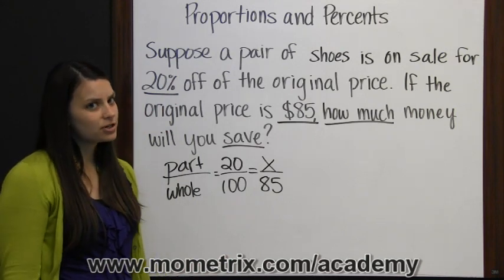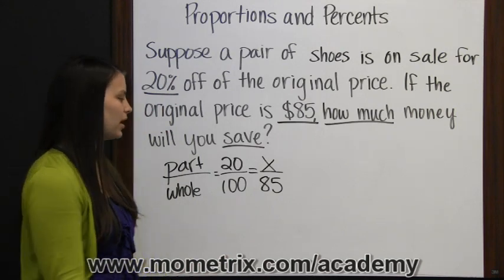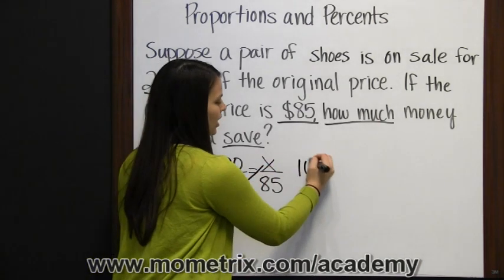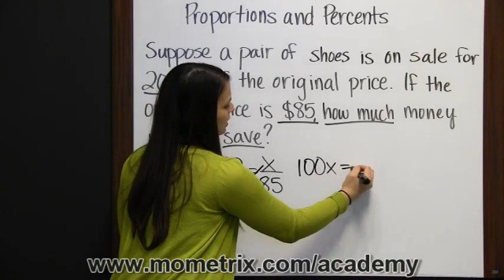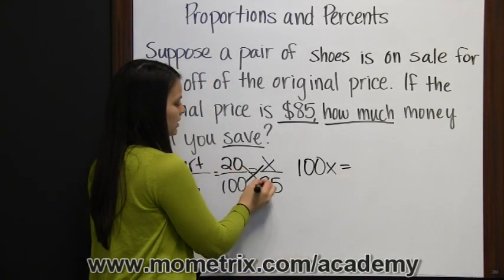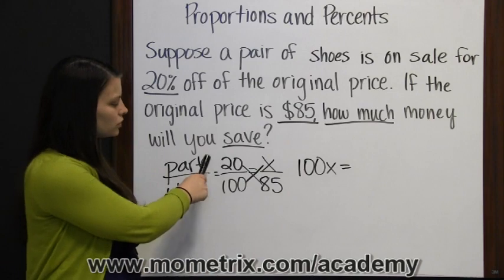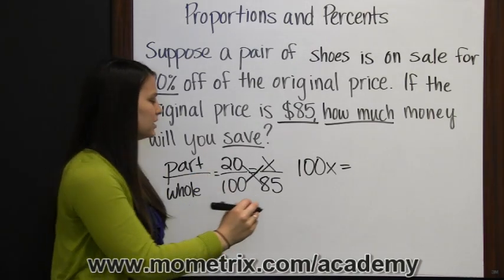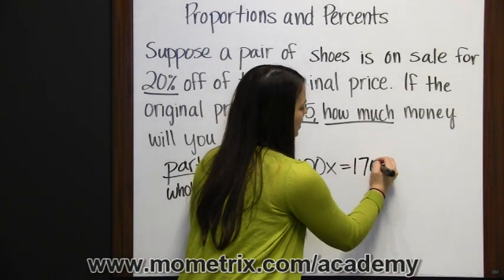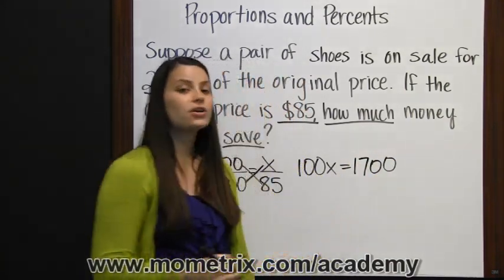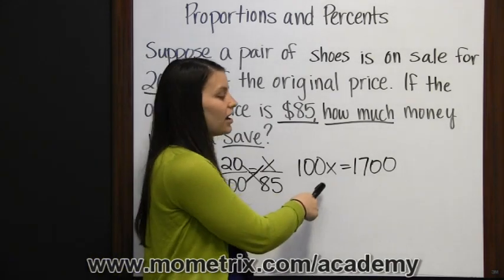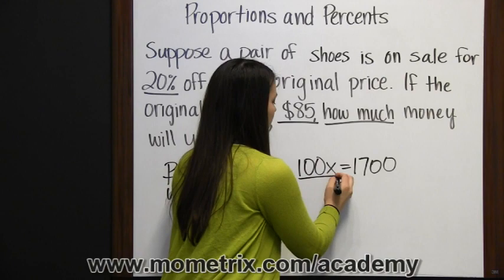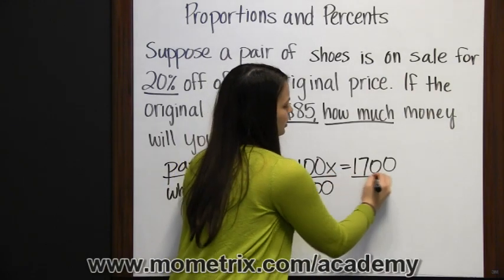And then to solve our proportion, we're going to cross multiply. So we cross multiply 100 times x, which is 100x, is equal to 20 times 85. 2 times 85 is 170, and then we add a 0 for the 20, so 1700. Then to solve for x, we have 100 times x, and the opposite of multiplying is dividing. So we divide both sides by 100.